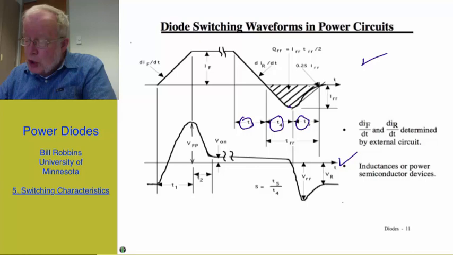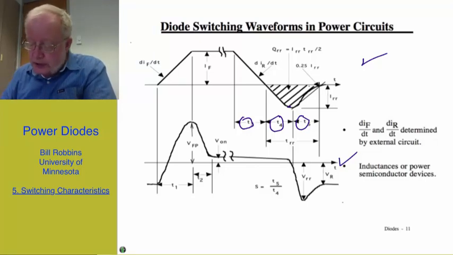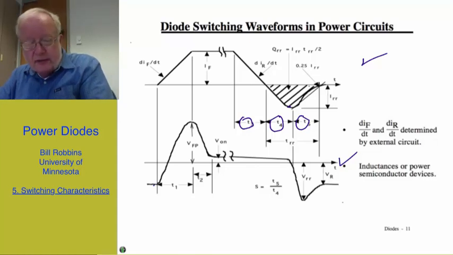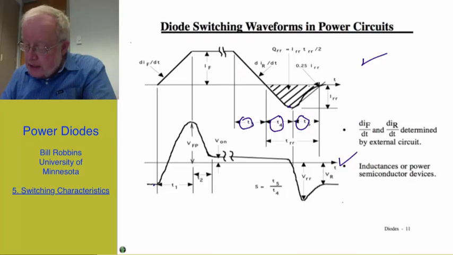Corresponding to the times in which we were looking at the current, there's also the voltage that we need to look at. For t less than 0, we have the reverse bias voltage on the diode. As soon as the current begins to ramp up, the voltage goes from this negative value, ramps very quickly to fairly large positive values, can be as large as a few tens of volts.